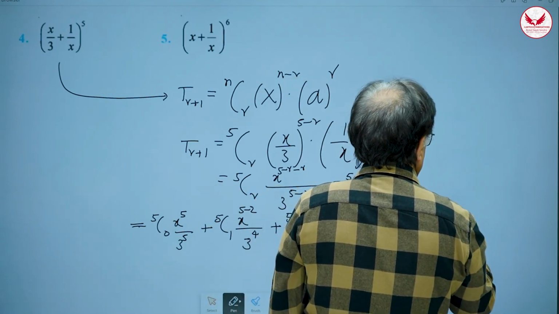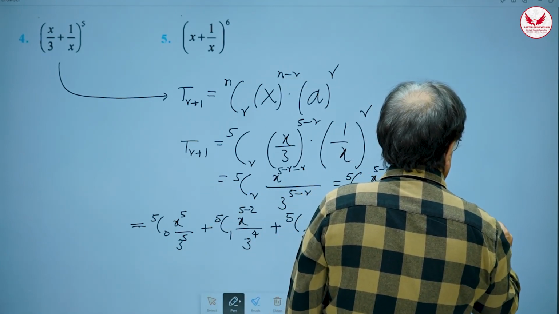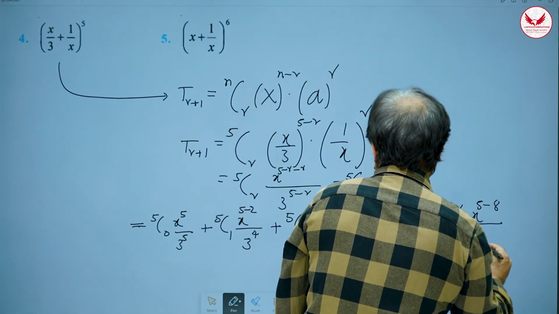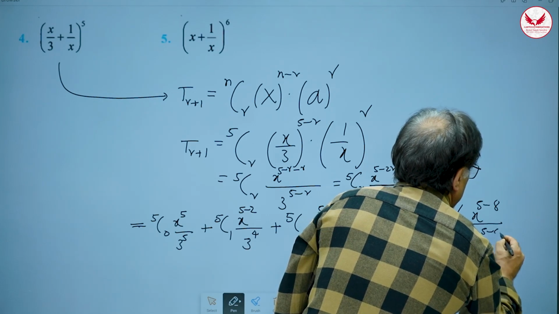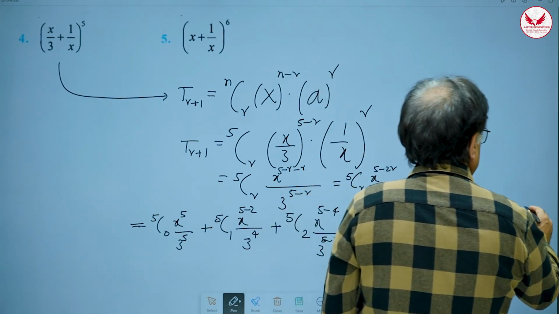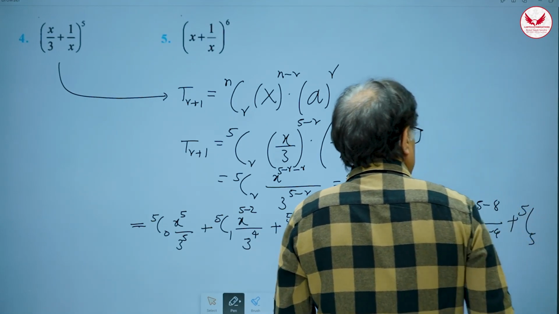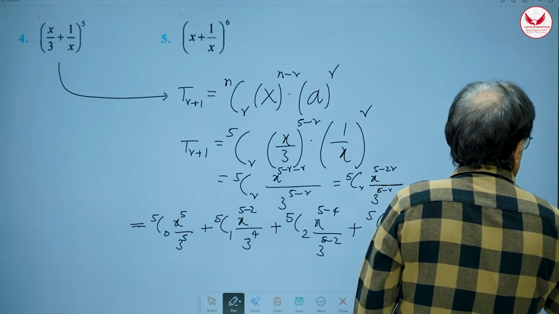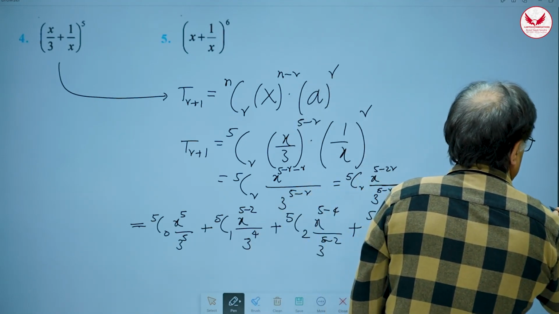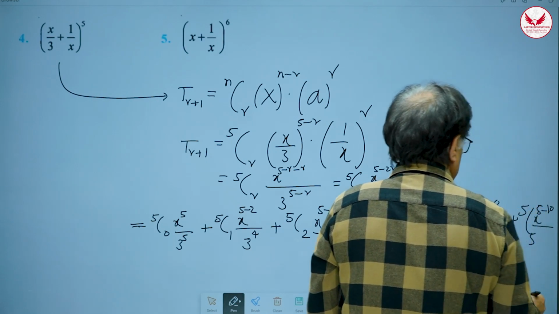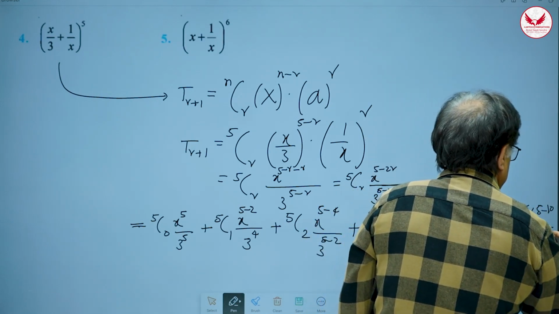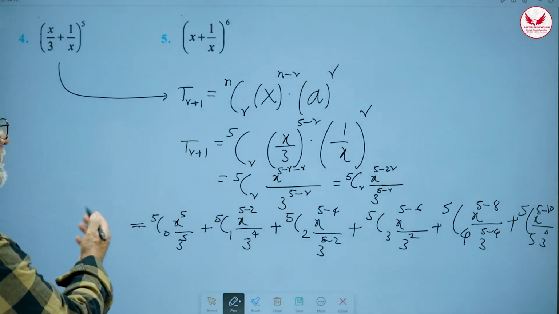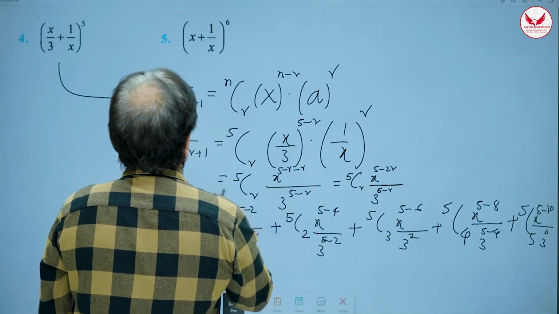Next is 5C4, x raised to 5 minus 2r. So that means 5 minus 8 divided by 3 raised to 5 minus 4. And we come to the end, that is 5C5, correct? 5C5, x raised to what? 5 minus 10, because 2r I want, 10, divided by 3 raised to 5 minus 5, which is 0, correct? So now it will be much easier for us to write down the answer, okay? So let us write down the final answer, okay?